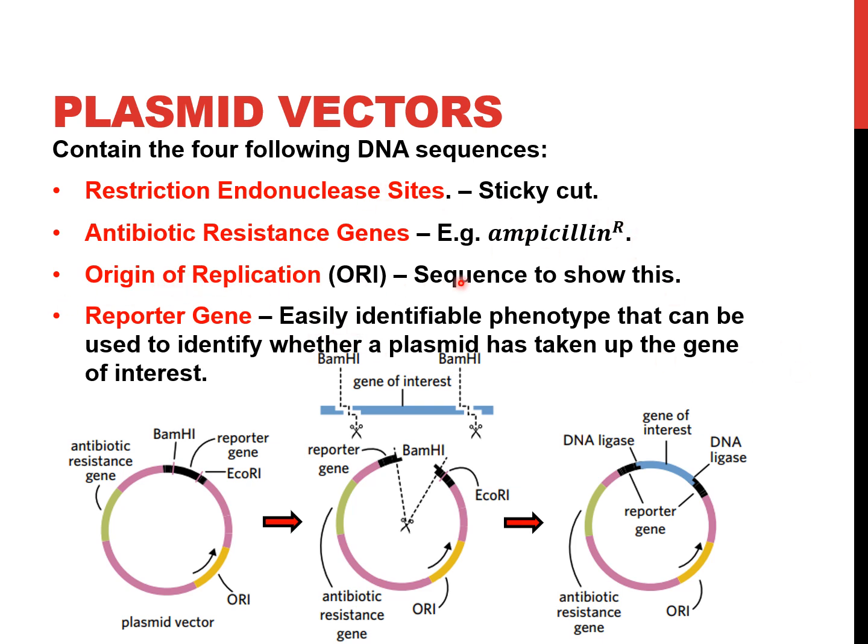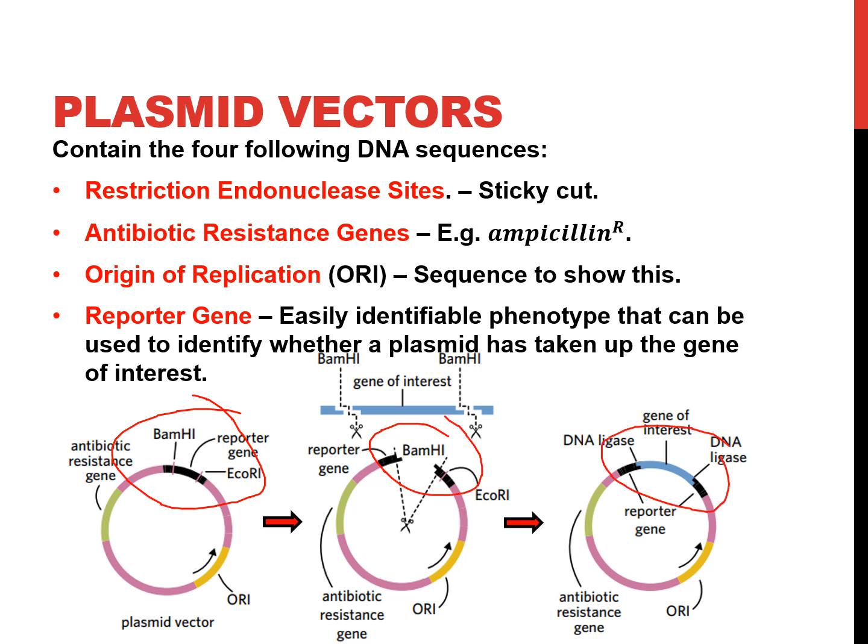We have this marker called an origin of replication. We don't need to know what that does, but it is going to be there in some examples, so that's shown in the yellow sequence. And then lastly, we have the reporter gene. Where is that going to be? That is where we're cutting. You can see that here, the black part of the plasmid. That's your reporter gene.